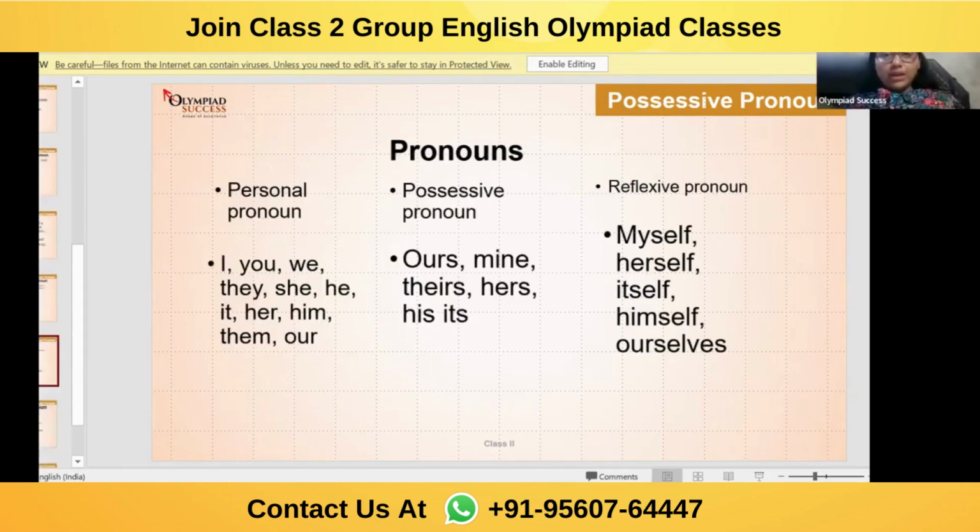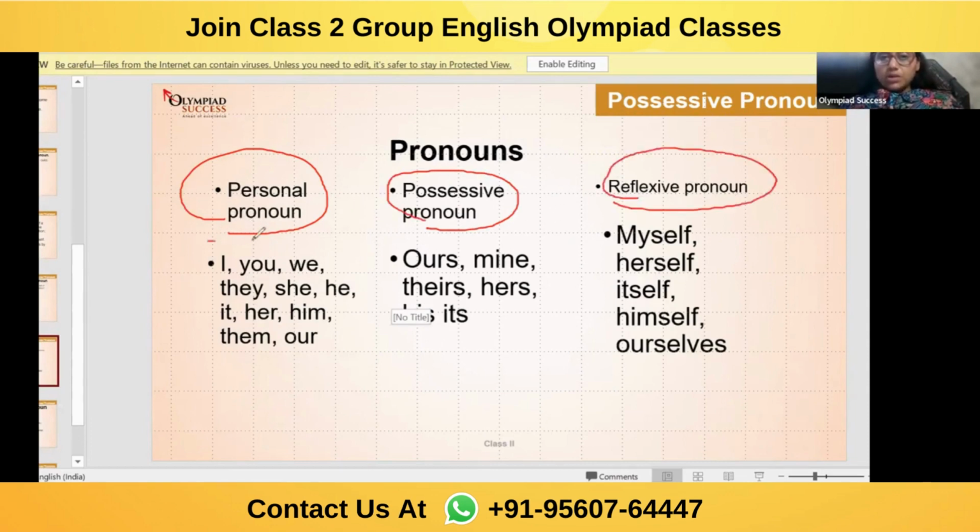Pronouns. So we have learnt about pronouns: personal pronoun, possessive pronoun, and reflexive pronoun. Personal pronouns we have I, you, we, they, she, he, it. This is the subject one. And object one is her, him, them.